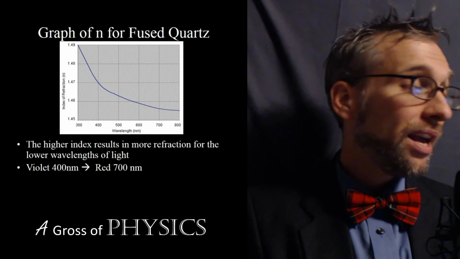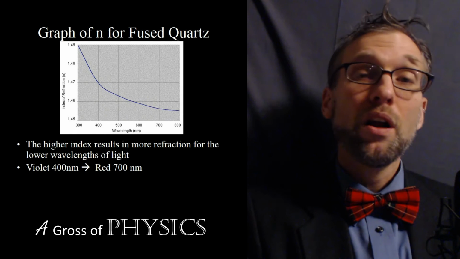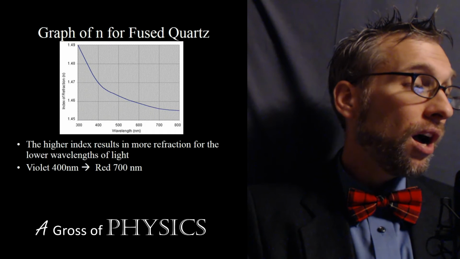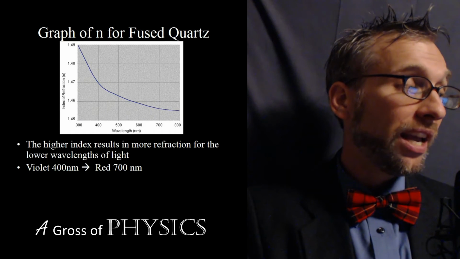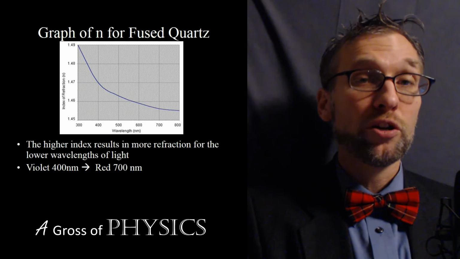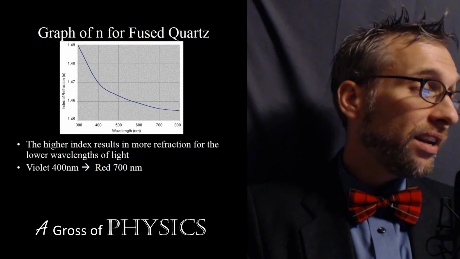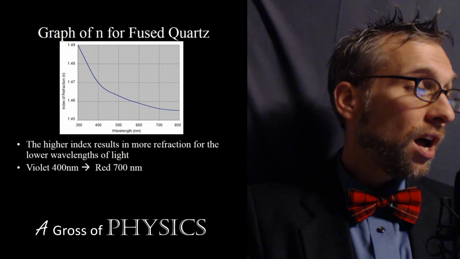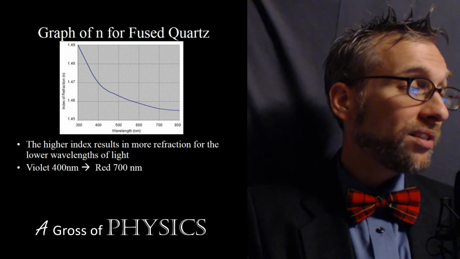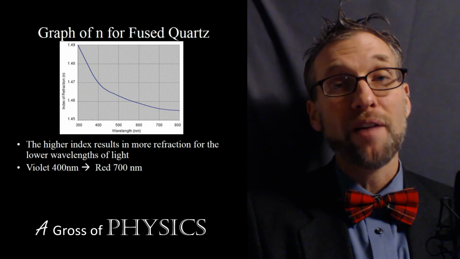So what you can do is actually determine the fact that the index of refraction is different for different materials. In fact, I have a chart for fused quartz, and that's going to show how the index of refraction decreases as we increase the wavelength. So in this case, violet, which is around 400 nanometers, is going to have an index of refraction value of around 1.47. On the other hand, red, which is around 700 nanometers, is going to have a value around 1.455.